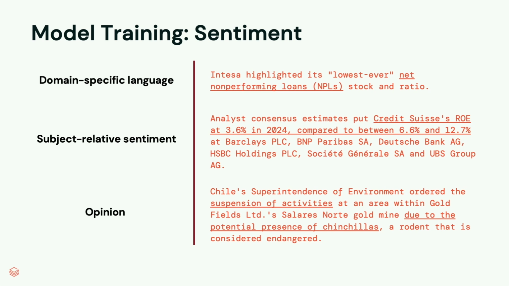So some examples of some sentences. These sentences are all representative of some issues that we needed our model to solve. You can see in the first example, the sentence contains some domain-specific language. So this is representative of the majority of sentences in our data set. They contain niche financial terms or acronyms that our model needs to understand both the context as well as the directionality of that term. So here the model needs to know that low net non-performing loans is a good thing.